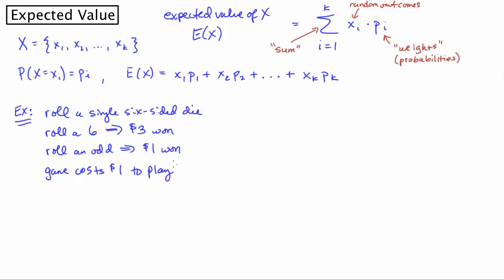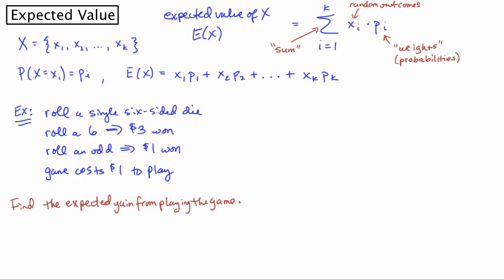Here's what I want you to find. Find the expected gain from playing the game. It seems like an easy enough question. Remember, expected value is an average, so what I'm asking you to do is, if you were to play this game on average, how much would you expect to win? And that's really the question that I'm asking you here.